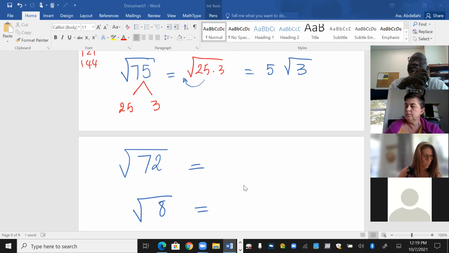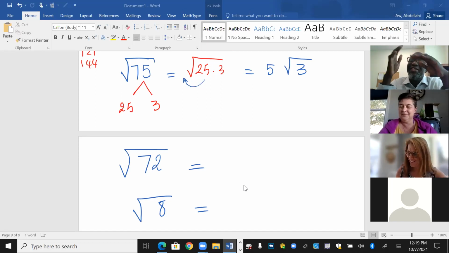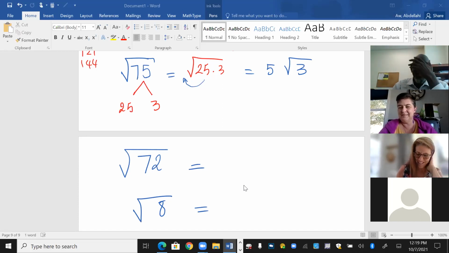Can you find a little bit better than that? Somebody? All of you did 8 and 9, all of you. If you do 8 and 9, then that's going to be one step, right? But we have a better combination than 8 and 9, right? But we can do that.